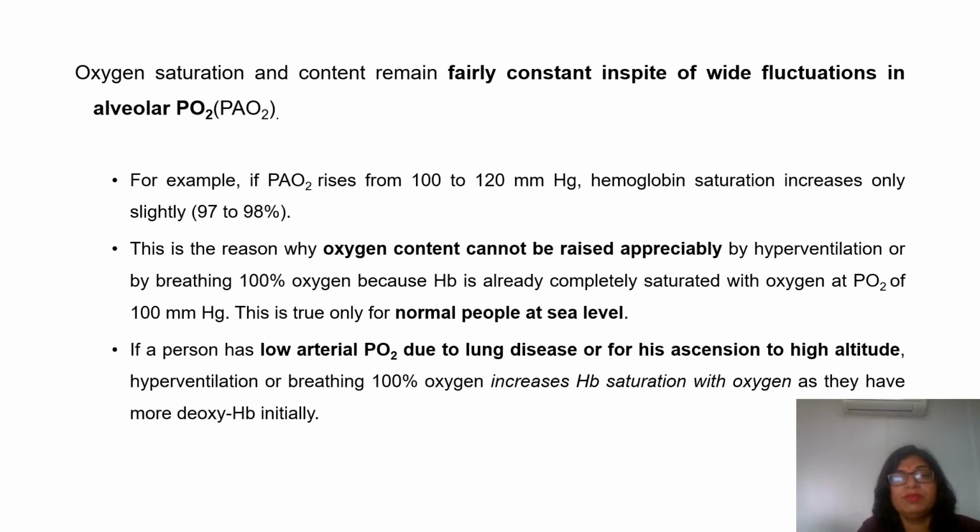This is the reason why oxygen content cannot be raised appreciably by hyperventilation or by breathing 100% oxygen, because hemoglobin is already completely saturated with oxygen at a PO2 of 100 mmHg. This is true only for normal people at sea level. If a person has low arterial PO2 due to lung disease or ascent to high altitude, hyperventilation or breathing 100% oxygen increases hemoglobin saturation with oxygen.